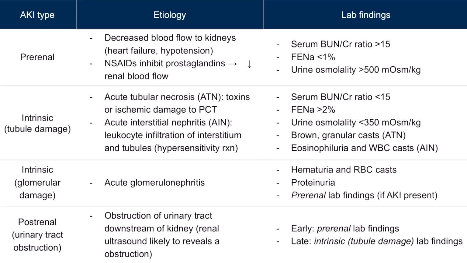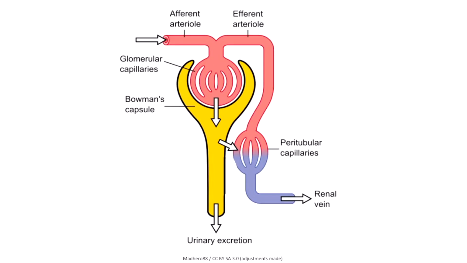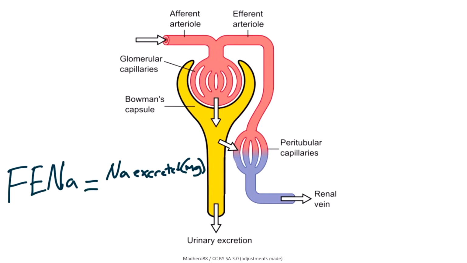Now, prerenal azotemia also presents with a fractional excretion of sodium less than 1%. Let me show you why. FeNA stands for fractional excretion of sodium. The numerator is milligrams of sodium in the urine, or excreted sodium, and the denominator is milligrams of sodium that's filtered by the glomerulus. Remember from physiology that blood is filtered first by the glomerulus, and filtration is represented by this top white arrow.